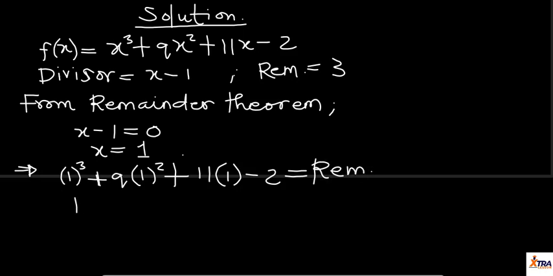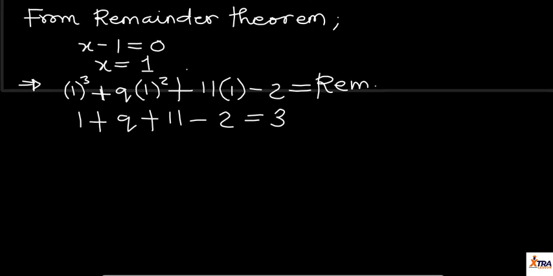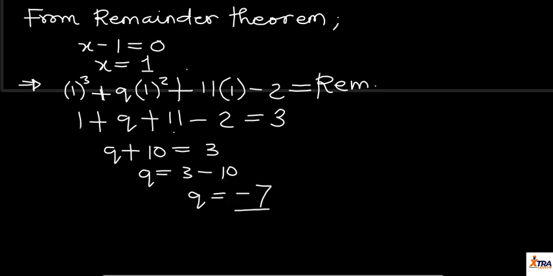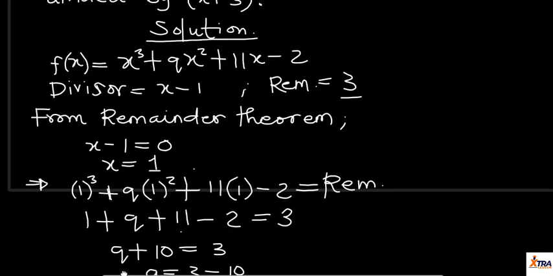So in this case, this will be 1 plus q plus 11 minus 2, and I know the remainder already. The remainder here is 3, so I can easily get my q now. So this is q plus 1 plus 11 is 12, 12 minus 2 is 10. So q plus 10 equals 3. It means q is 3 minus 10, so my q here is minus 7. Since I've gotten my q, I've found my Roman figure 1. Settled.